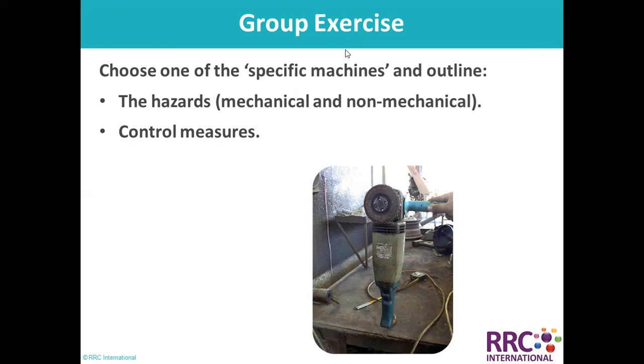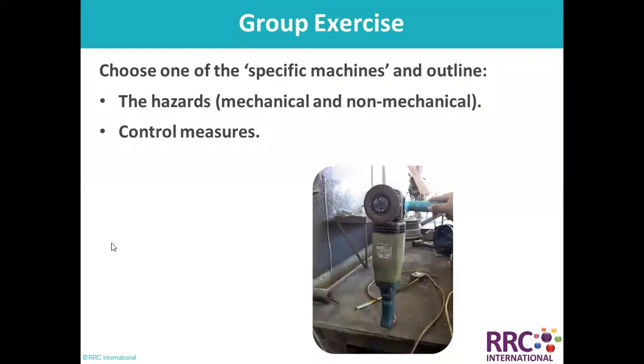You just need to highlight the mechanical and non-mechanical hazards along with some control measures. Now it's more straightforward, like a specimen bench cutting machine. You have to highlight the mechanical hazards, and then for the same machine, the non-mechanical hazards, and what controls you're going to suggest, how we will control those hazards.